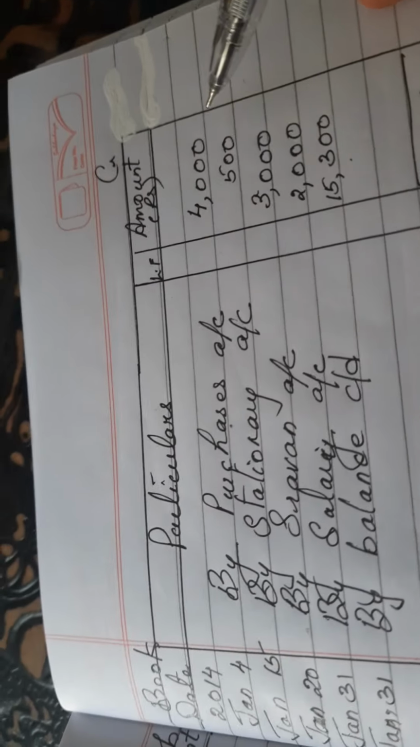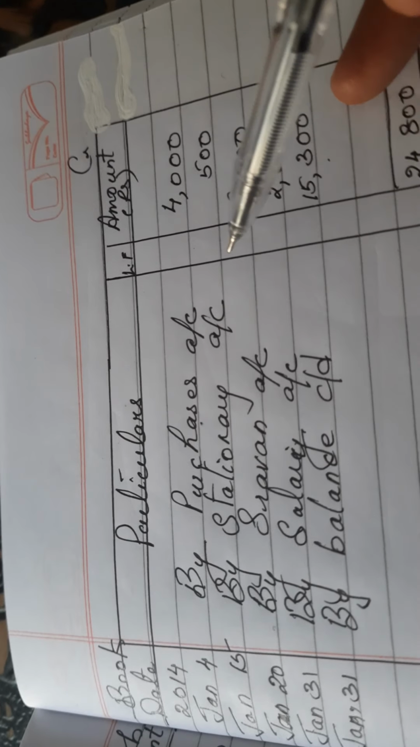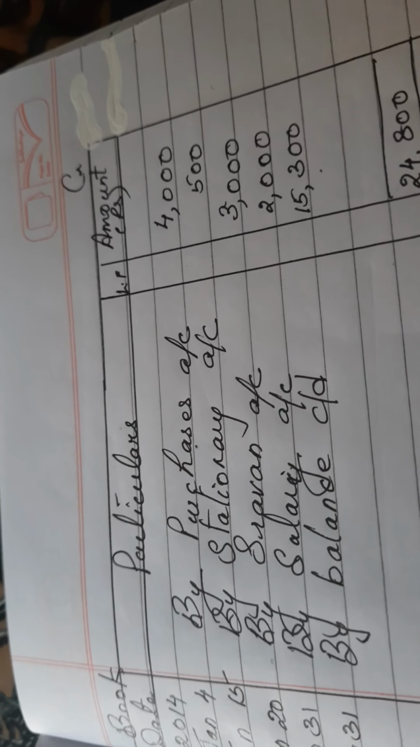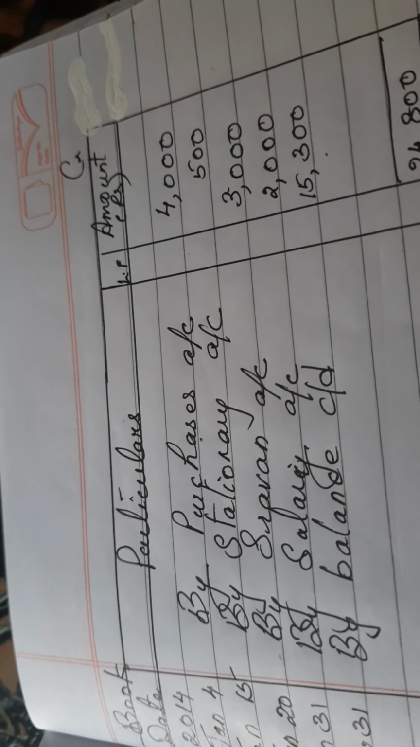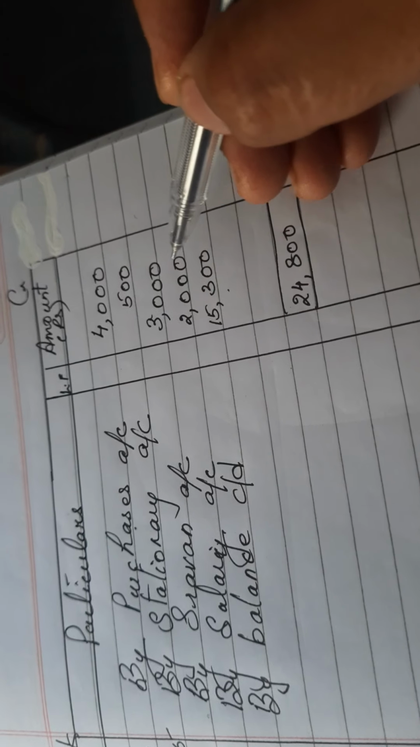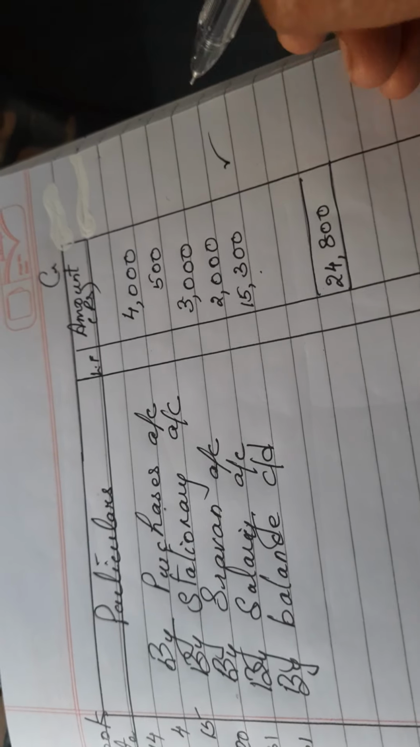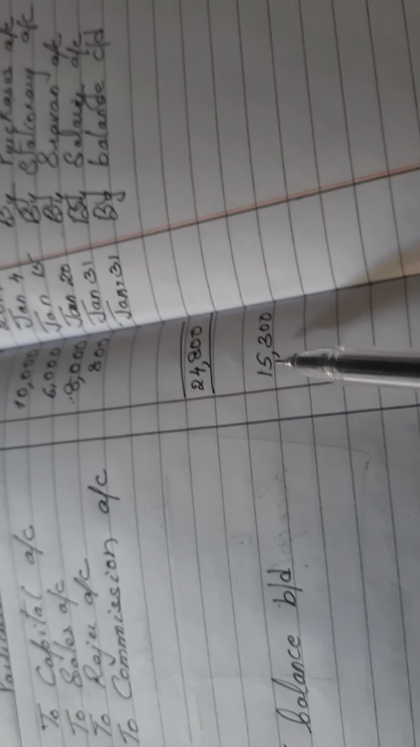24,800. From that, purchases were made, towards which the company paid 4,000. Then stationery was bought for 500. Some payment was supposed to be made to Shravan. We paid that 3,000. Salaries we paid of 2,000. Okay. So now that we started with 24,800 and after we paid all these amounts, what is the amount we are left with? 15,300. That will be the amount with which we will do our business for the next month, Feb.